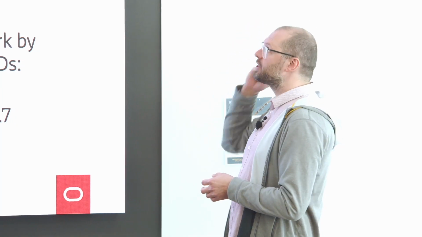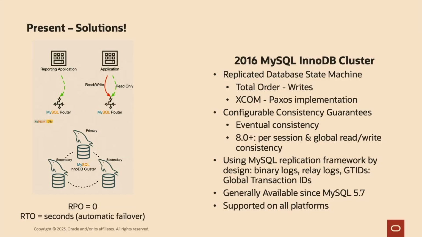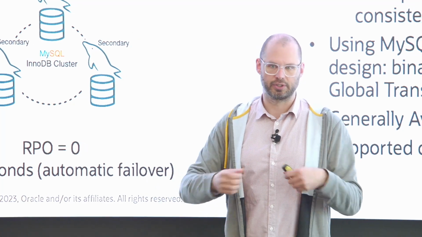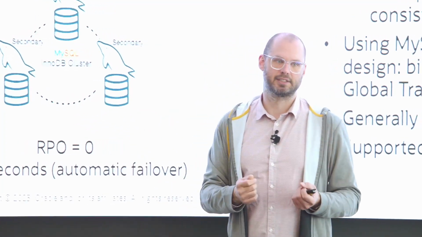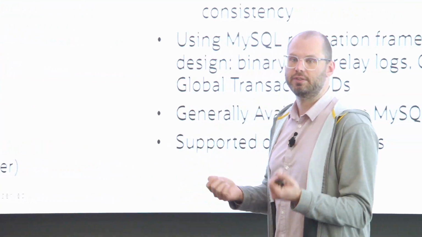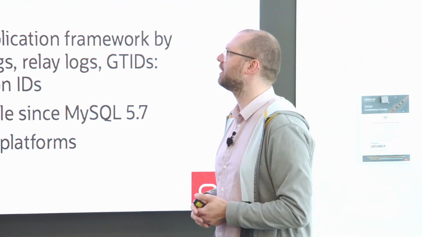So group replication is basically an implementation of a replicated database state machine. All writes in the cluster are ordered. And very important to note that this is a way of replicating data. It's not a way to shard or scale data. Every database has the full data set. It's a way to achieve read scale out and high availability.